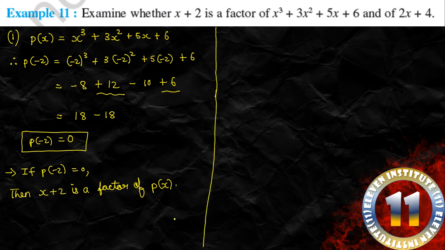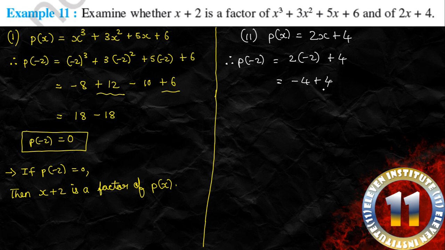Let us now try the second one. So the second polynomial given to us is 2x plus 4. So we shall write over here p(x) is equal to 2x plus 4. Now instead of x we will again write -2, because we want to check for x plus 2. So we can write therefore p of -2. So instead of x now we will write -2. Now 2 into minus 2 is minus 4. Minus 4 plus 4 is 0. So what we now have is p of minus 2 is equal to 0.